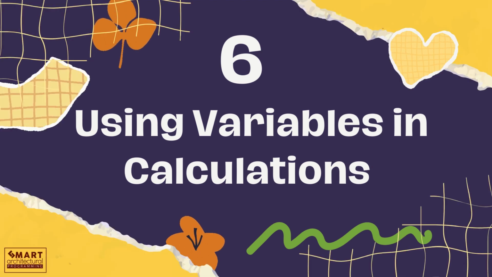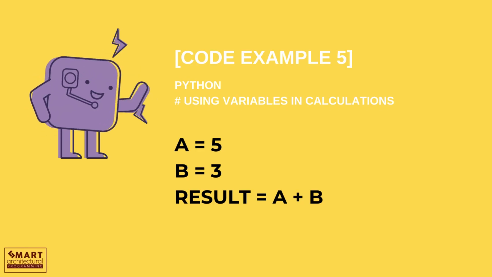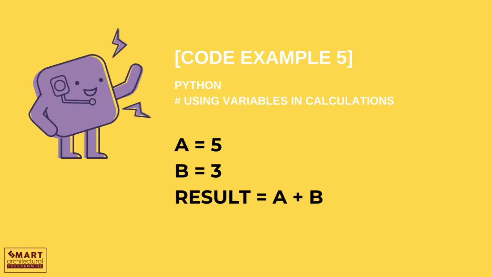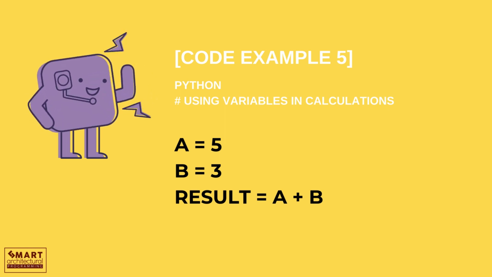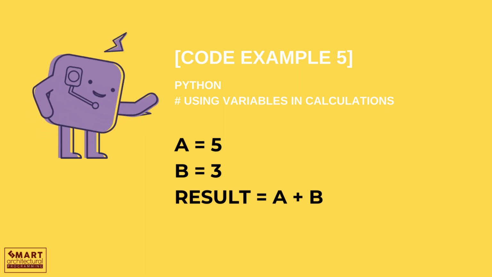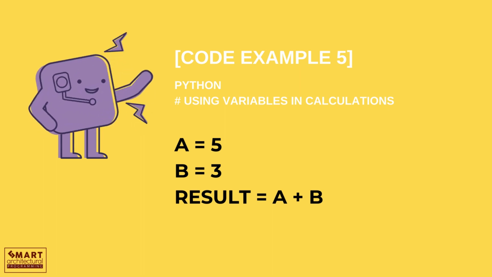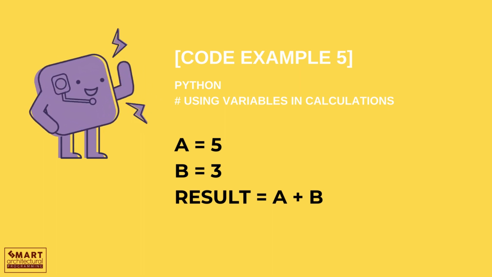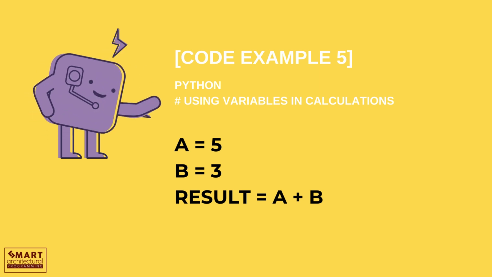Variables are extremely useful in calculations and operations. Python # using variables in calculations. a = 5. b = 3. result = a + b. Here, we've declared two variables a and b and used them to calculate the sum stored in the result variable.